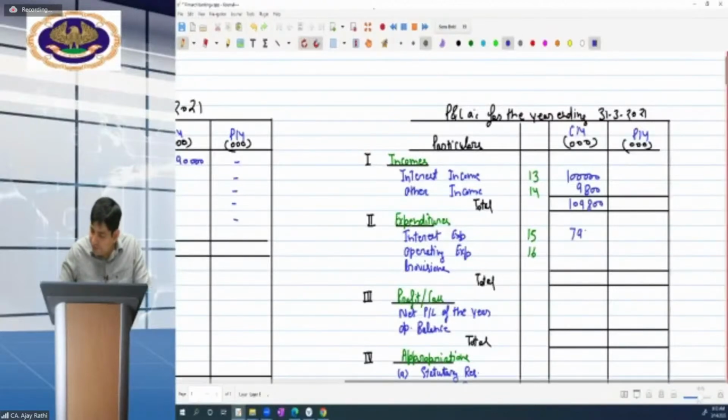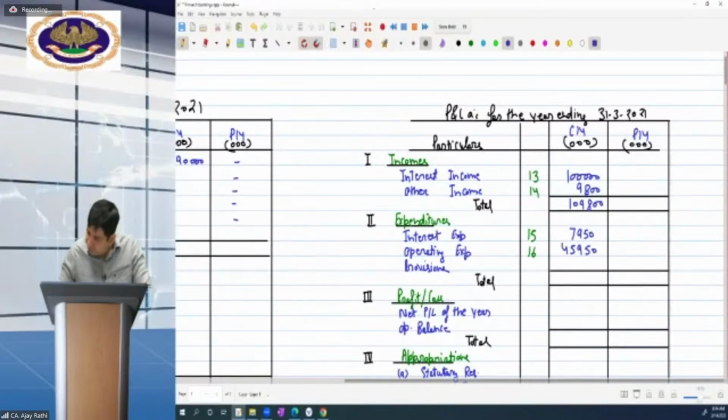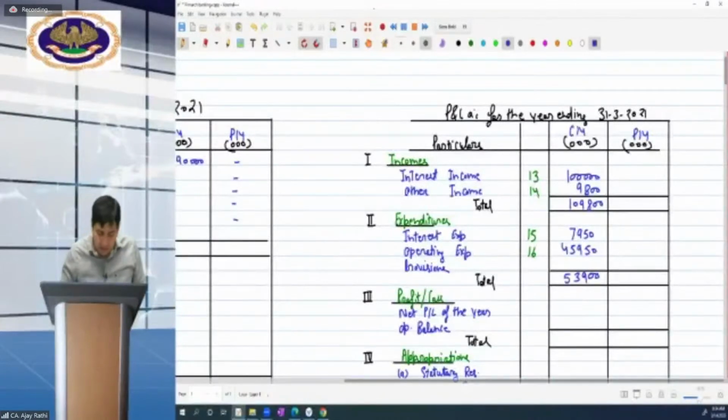Expense 7,950 and then 45,950. Is there any provision? The question has not given any information regarding the NPA, standard, substandard, etc. Now the total: 5 and 5 is 10, 1, 9, 9 is 18, 1 is 19, 1 and 5 is 6 and 7 is 13, 1 and 4 is 7. Is something wrong? 45,950 plus 7,950. Oh, 53,900 minus 109,800. That is 55,900. This is what? This is profit?